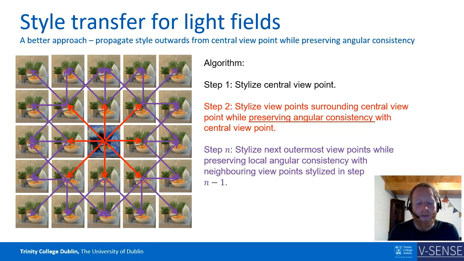First, the center viewpoint is stylized. Next, viewpoints surrounding the center viewpoint are stylized while preserving angular consistency with the central viewpoint. Then, the next most outer viewpoints are stylized while preserving local angular consistency with neighboring viewpoints stylized at the previous step. This third step is repeated until the entire light field has been stylized. Next, we'll describe our new initialization process and angular loss function.